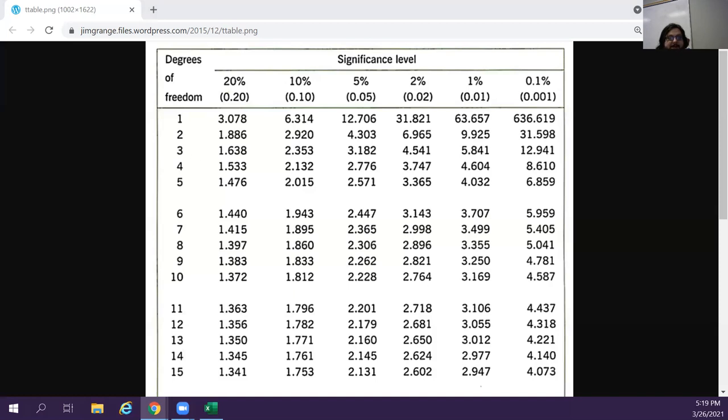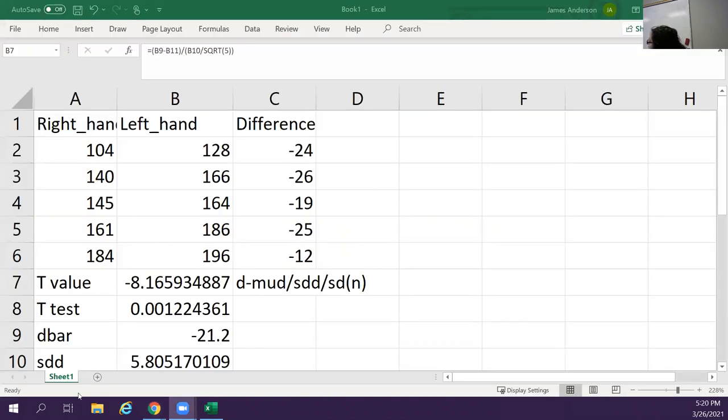I heard someone speak something. Okay, I have no idea what the chat was. So that's how you do paired data.